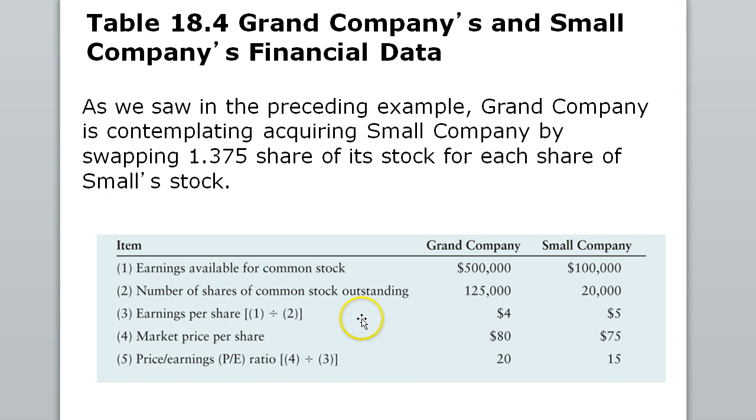So the earnings per share would be the earnings divided by the shares outstanding. If we take the 500,000 divided by the 125,000, we get 4. And here we take the 100,000 divided by 20,000, we get 5. So Grand Company's earnings per share is currently 4, Small is currently 5. So we take the market price per share and divide it by the earnings per share to get the PE multiple. So $80 is 20 times 4. Okay, so that's where we start.